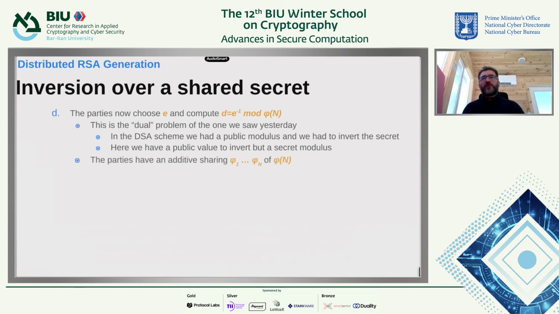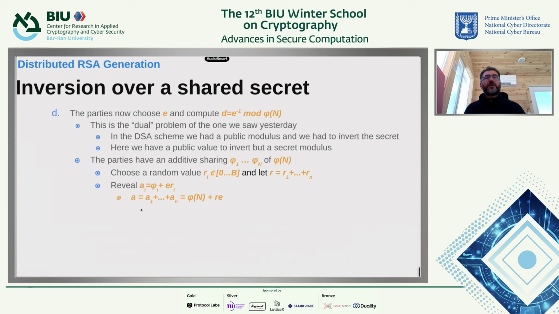So how are we going to do this? The parties have an additive sharing of phi of N. And so what they're going to do is choose a random value in a large enough interval, again in additive shares. And then they'll reveal this value right here, phi_i plus E times R_i, calling it A_i, and set A to be the sum of the A_i's.